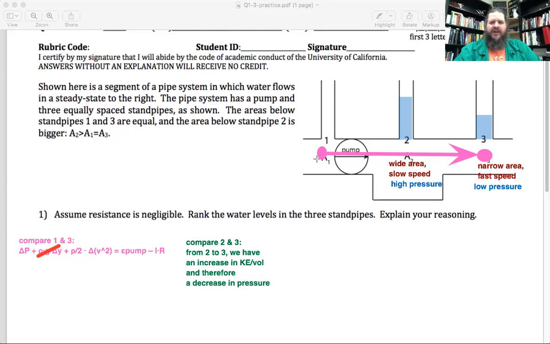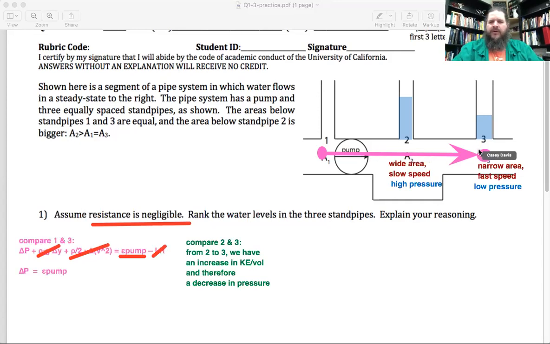Yeah, and there's no change in area from 1 to 3. There is a wider area in between, but if we're just comparing point 1 and point 3, we're just looking at the area at point 1 and the area at point 3. They're the same cross-sectional area, so that means no difference in speed. There is a pump between those, so we would include energy density of the pump. But we're also told resistance is negligible, so we can ignore the IR term. So it looks like all that's left is delta pressure equals energy density of the pump. And that's it.